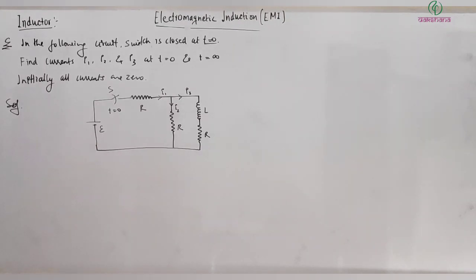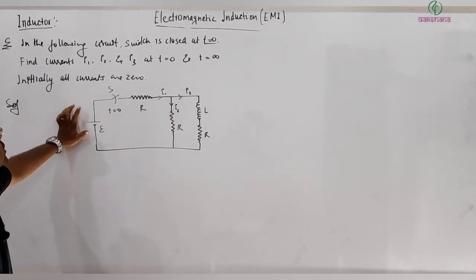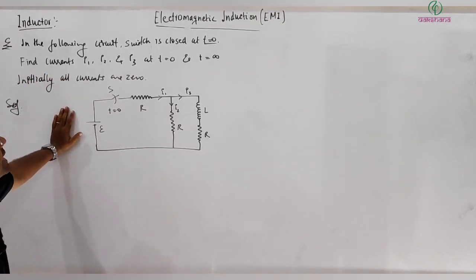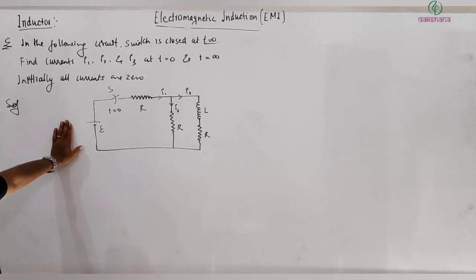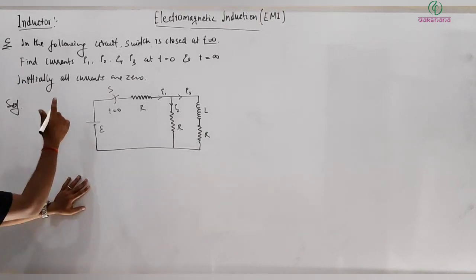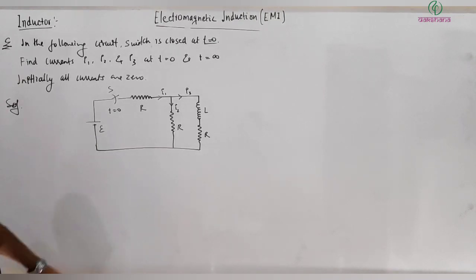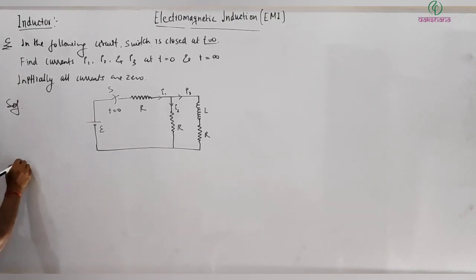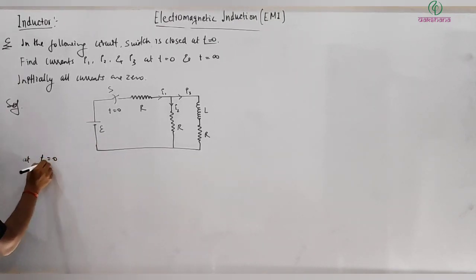Okay, let's see some problems based on the concept that we recently studied. So here in the following circuit, the switch is closed at t equal to 0. Find the currents I1, I2 and I3 at t equal to 0 and t equal to infinity. Initially all currents are 0. That is also mentioned.